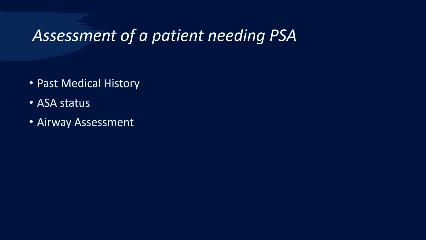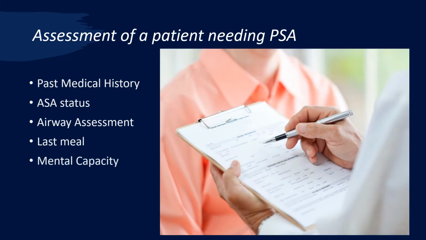A thorough airway assessment must be performed, identifying potentially difficult airways. History must include the time of the last meal and drink. And lastly, the patient's capacity to provide informed consent must be determined. And all this should be clearly documented in the notes before PSA is performed.